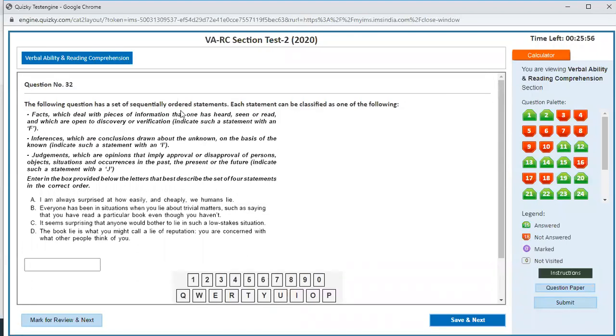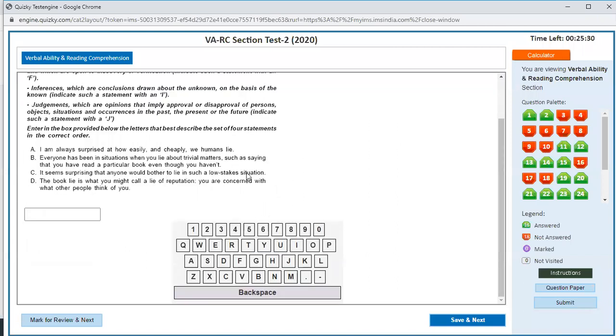Okay, let's read this together. Facts, inferences, and judgments. The following question is a set of sequences. Facts, which deal with a piece of information. Okay, inference, which is a conclusion from the unknown. Okay, the opinions to improve. Okay. I'm always surprised at how easily and cheaply we humans lie. It has to be an opinion, right? Because I am surprised, right? I'm talking about, it's like my opinion, it's my judgment about humankind. Okay, so A is J.